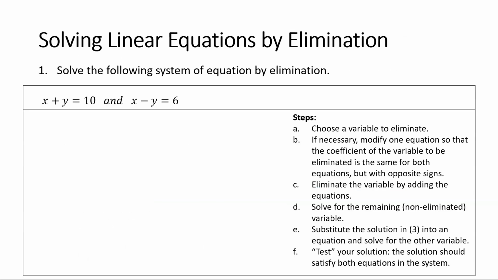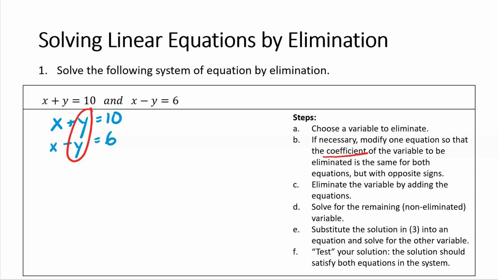So our system has x plus y equals 10 and x minus y equals 6. Let's write both of those. x plus y equals 10, that's one equation. x minus y equals 6. Now here you can say, hey, let me choose to eliminate x. But I'm going to say it's easier to choose to eliminate y, because if you look, y already has the same coefficient in both equations.